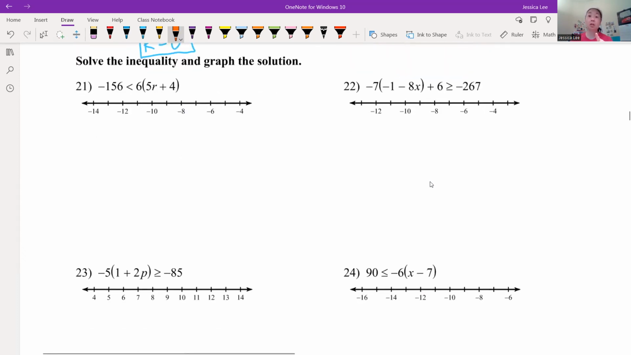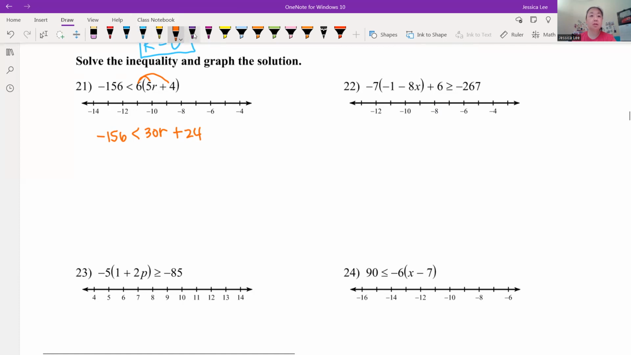Now we're going to do inequality solving, right? So now instead of having an equal sign, we have an inequality, going one way or the other. We're going to solve it the exact same way. Very little changes. All right, we're going to just rewrite this. So you've got parentheses here. We're going to distribute them, right? So it's going to be -156 is less than 30r. 6 times 4 is going to be plus 24, right? And this is a two-step inequality.